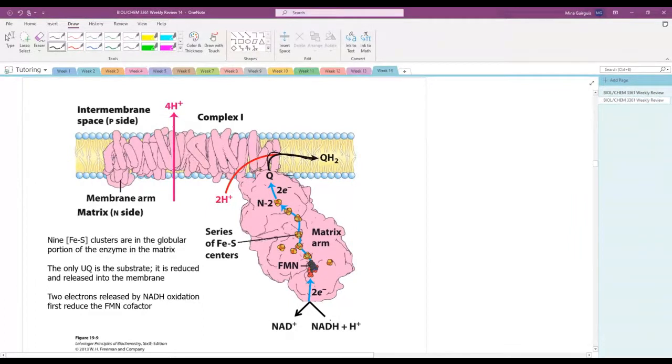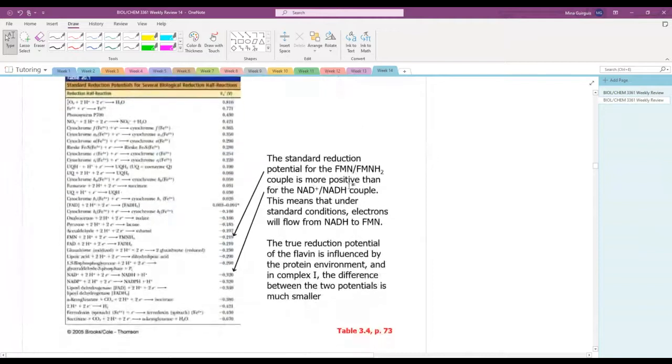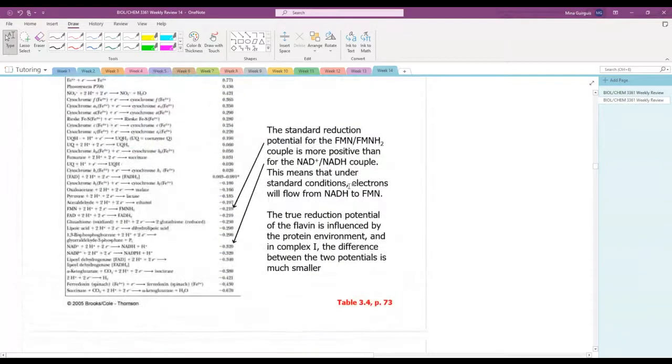So we have those 4 protons that are moved in. We have the NADH to NAD+. This figure is just basically saying this redox reaction wants to happen. NADH will lose its electrons to become oxidized, and in doing so transfer them to FMN.